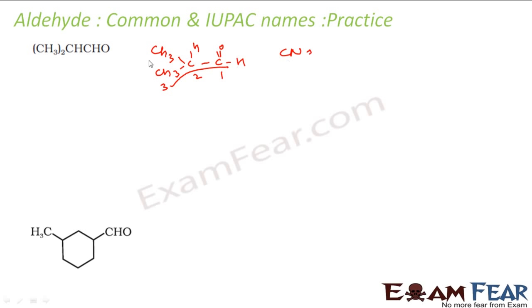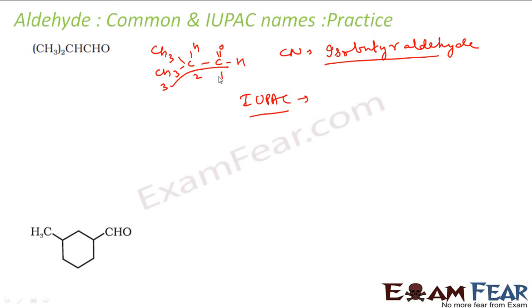For the common name, this is derived from isobutanoic acid, so it will be isobutyraldehyde. This is derived from isobutyric acid. For IUPAC name, we have better rules. Let's focus on the IUPAC name.